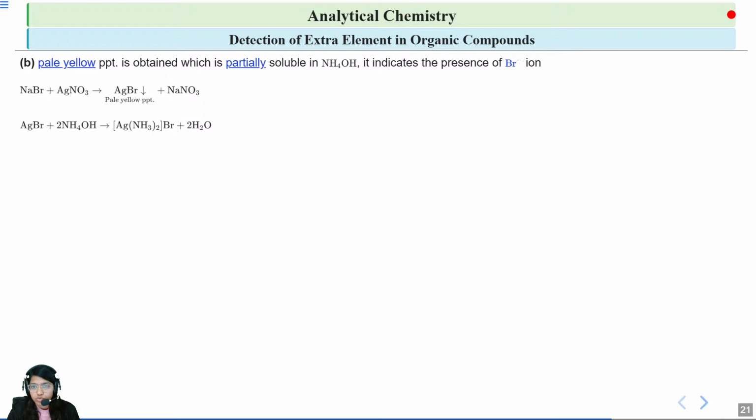Now the next reaction shows how silver bromide, AgBr, which is an insoluble compound, dissolves in ammonia, NH4OH, to form a soluble complex ion [Ag(NH3)2]Br. Along with it, water is also formed. So this pale yellow precipitate is partially soluble in NH4OH because it forms a complex in aqueous solution of ammonia, that is NH4OH. This complex is [Ag(NH3)2]Br.